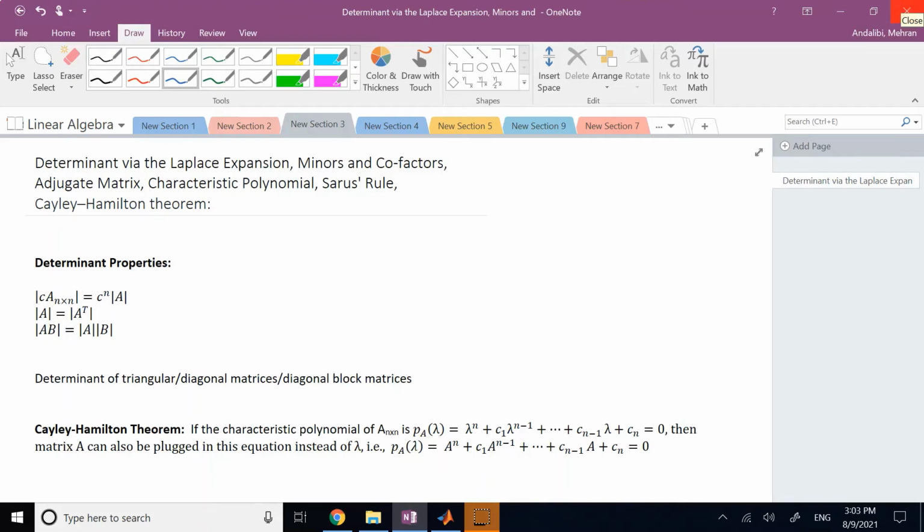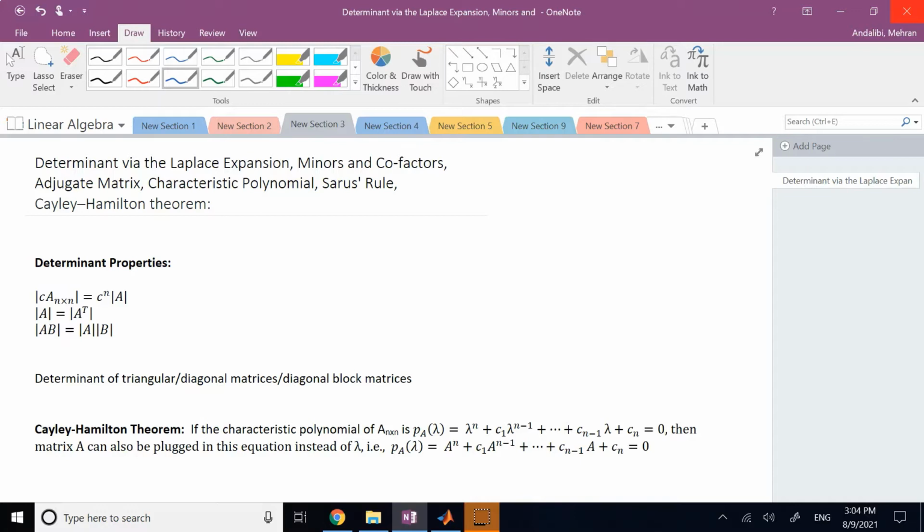Hello everyone. In this third video of linear algebra, we're going to talk about one of the most important topics related to a matrix called the determinant. And we're going to see some of the properties, some of the theorems and related topics to determinants. So determinant basically is a scalar value associated with a square matrix.